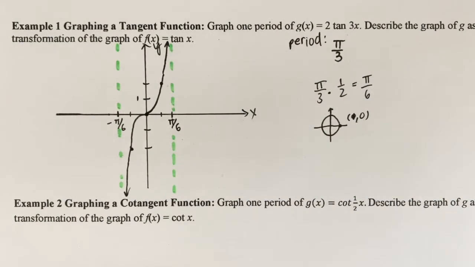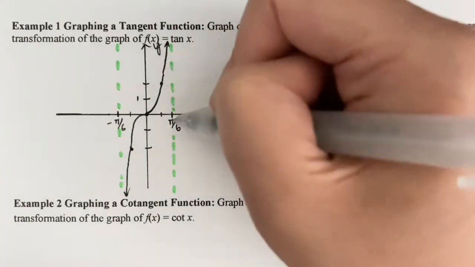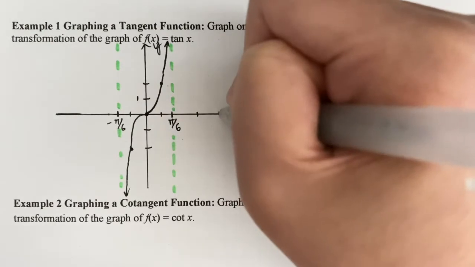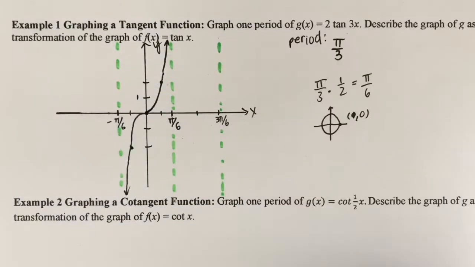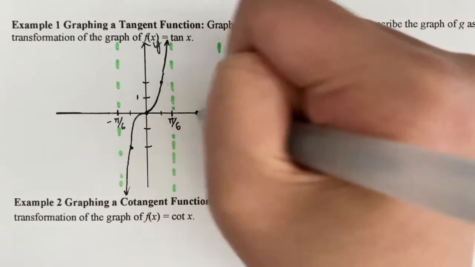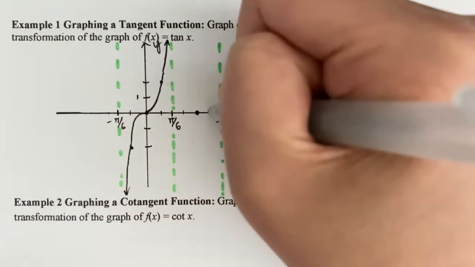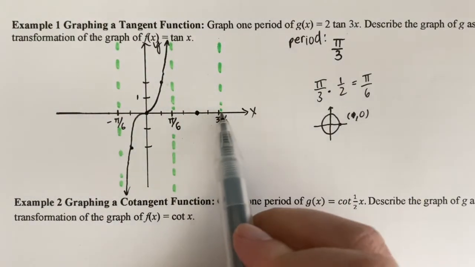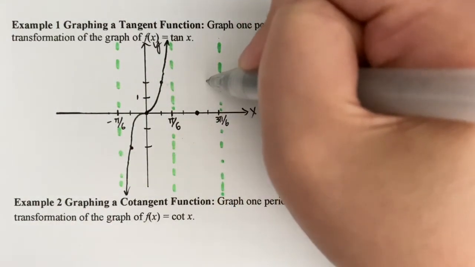And let me just show you how to draw another period. So again, our vertical asymptotes are going to occur at odd multiples of pi over 6. So our next asymptote is going to occur at 3 pi over 6. And it's going to follow the same pattern. Your x-intercept is going to be at the center of that region. And then halfway between your intercept and the asymptote, that value is going to be equal to your a value.